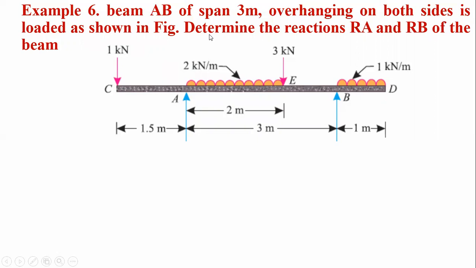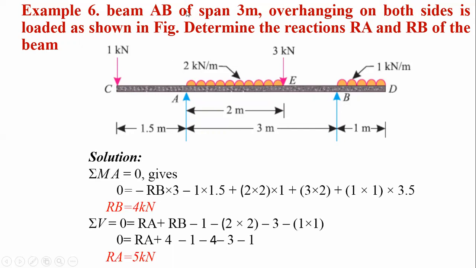Beam AB of span 3 meter, overhang on both sides as shown in the figure, determine the reactions RA and RB. Now if you see here, beyond supports A and B the projection is provided, and this projection we call an overhang. This beam is subjected to point loads and UDLs as shown in the figure. Now let us solve this problem also by using the same concept of equilibrium conditions. Summation Fx is equal to 0, summation Fy is equal to 0, and sum of all moments is equal to 0. Now let us start with the summation of all moments about point A.